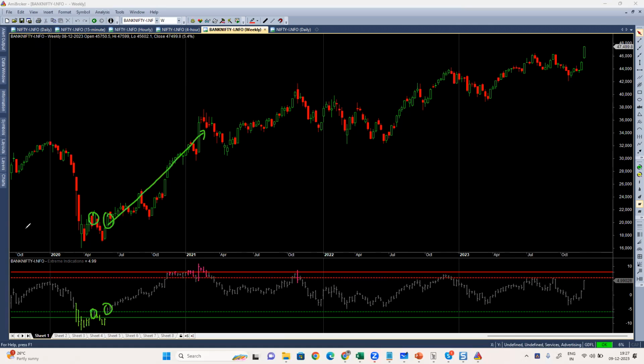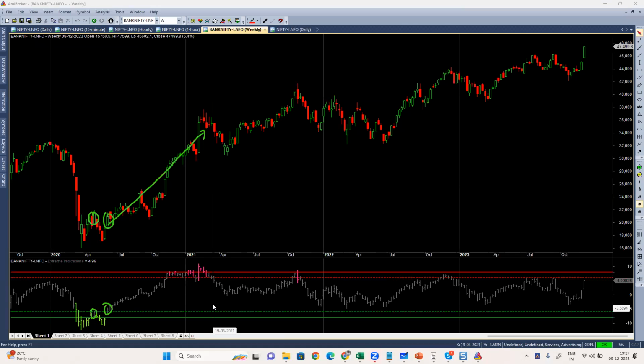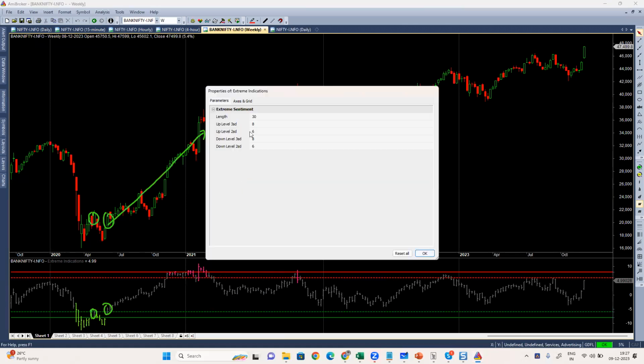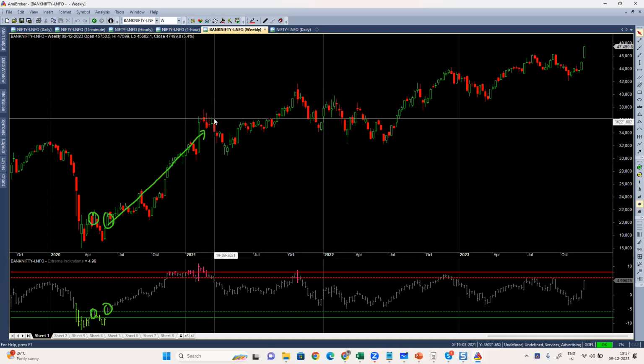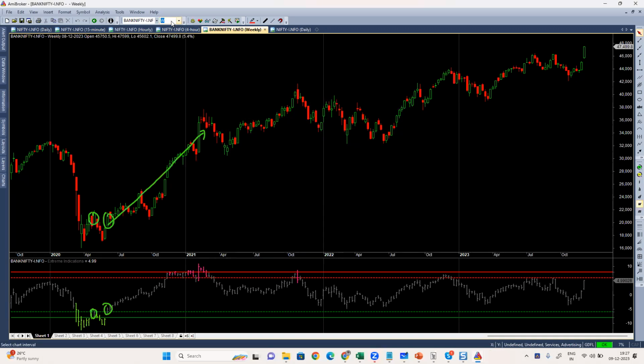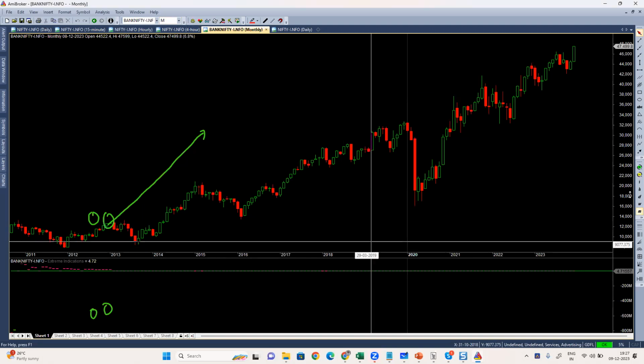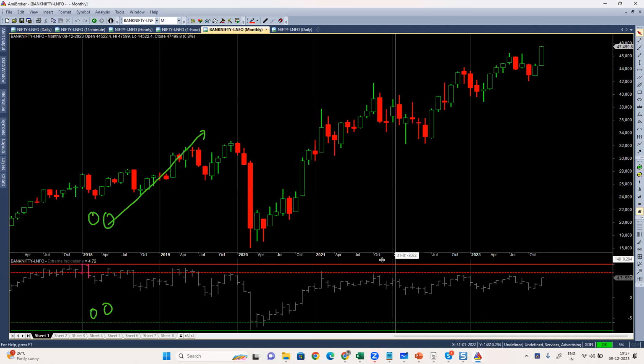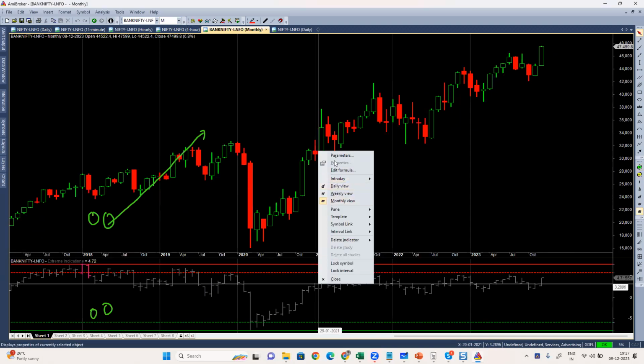And monthly signal is even worse. When it comes to monthly, I prefer using a lower number. So here the time period which I am using is 30. 30 is the length I'm using. Maybe for monthly, we can use a number like 10. So maybe I'll try to zoom in. Right click, I'll go to parameter.